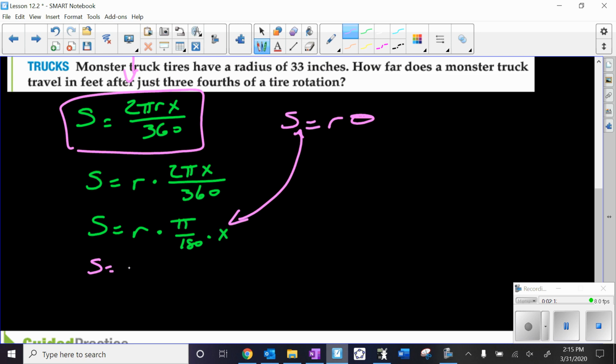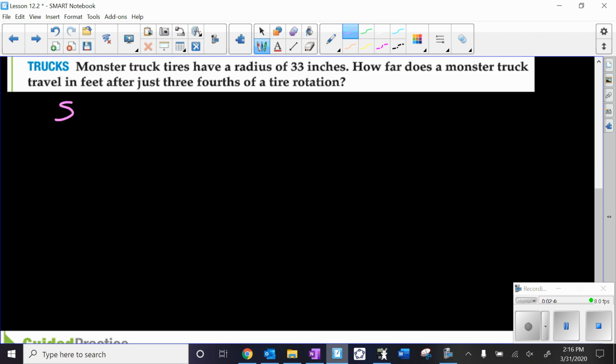Here's my S. My R is the same. This pi over 180, that's how I convert an angle measure from degrees into radians. We learned about that in this section. And x is just your degrees, whatever that is for your angle measure. So I have exactly the two same formulas going on here. We're just going to use the easier one and make sure that I get my angle measure in radians right away. So for an example that goes off of this, we're going to use S equals R times theta.